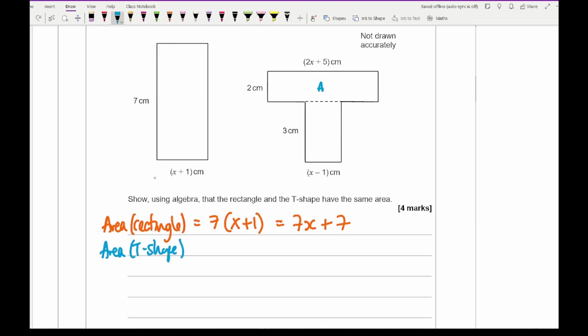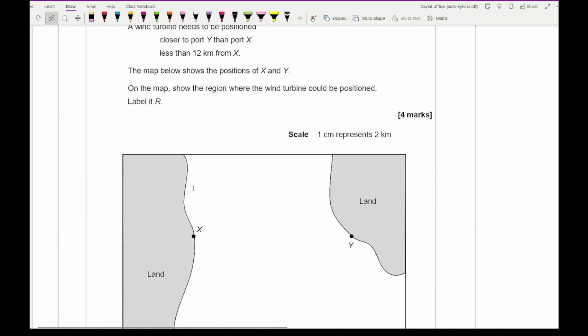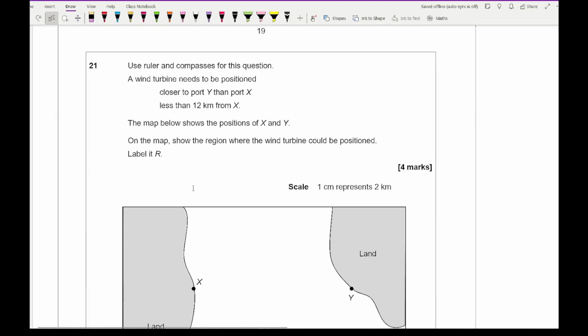Then in terms of the area of the T-shape, as it's a compound shape, if I just label them A and B, well, the area of A is going to be 2 lots of 2x plus 5, plus the area of B, which is 3 lots of x minus 1. Then expanding the brackets out, I get this, and then collecting the like terms, I get 7x plus 7. And so as you can see, these two things here are the same.